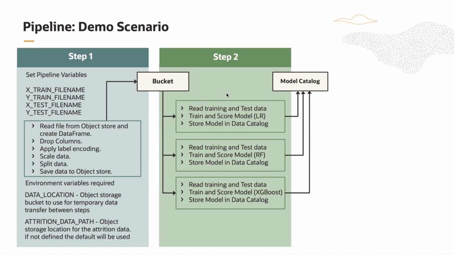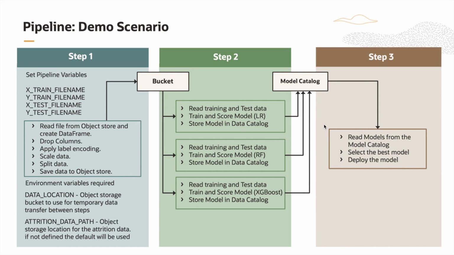In step 2, we will train three models using three different algorithms like linear regression, random forest, and XGBoost. We will store the trained models into the model catalog. And in step number three, we will essentially pull all those models from the model catalog, and we will select the best model and we will deploy the model.